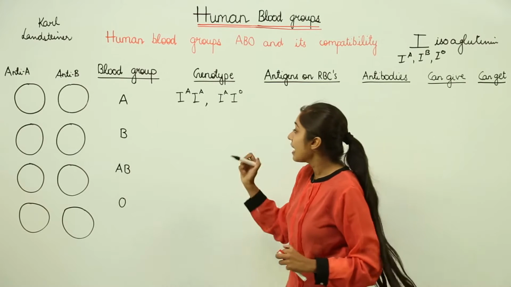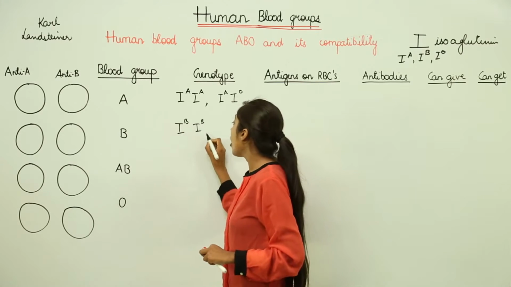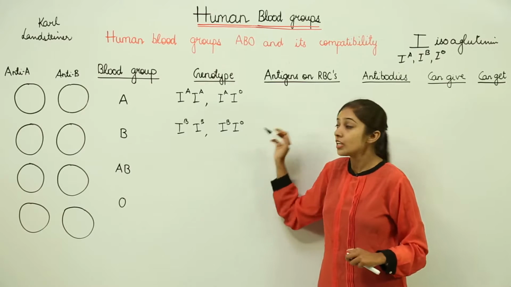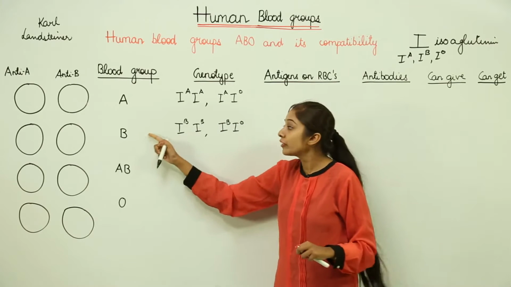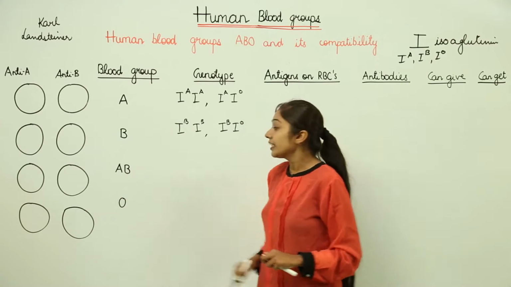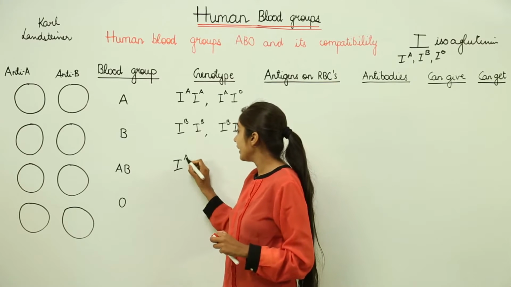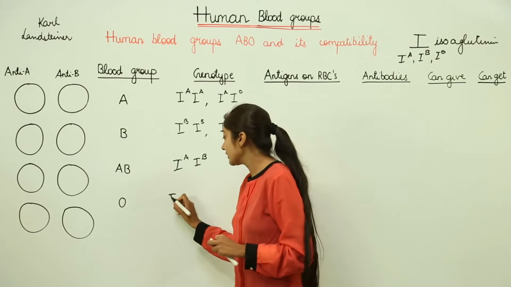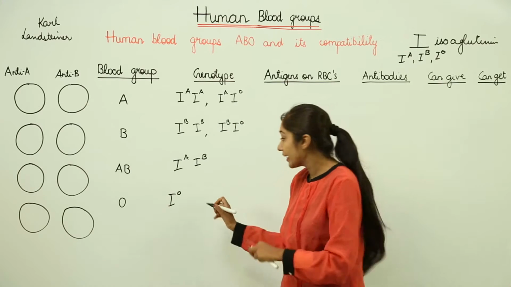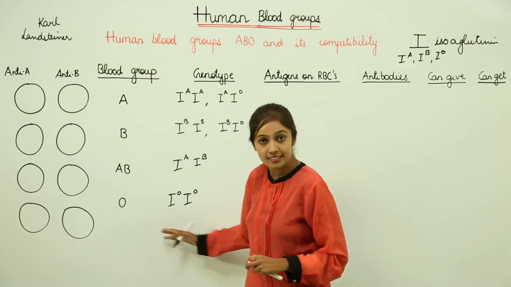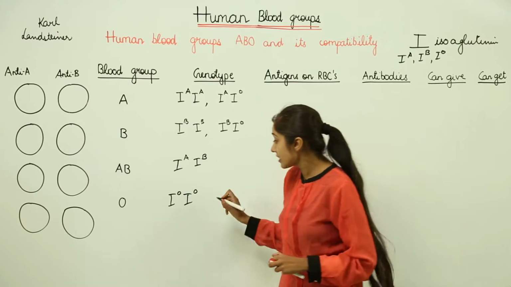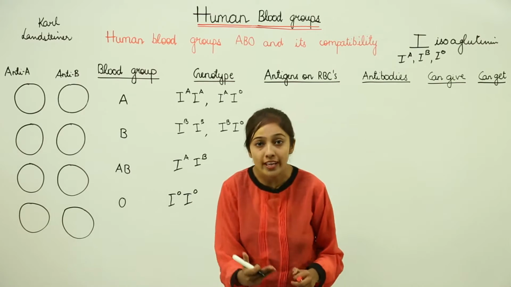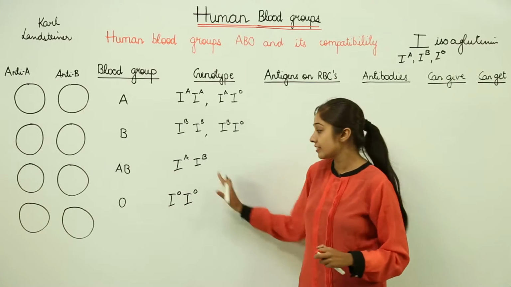Next, for blood group B, the genotype is IB IB, or it can be IB IO. Again IO is the recessive one, so blood group B is going to be expressed. Then for AB, we just have the combination IA IB. For blood group O, the genotype is IO IO, because the recessive allele is expressed only when both alleles are recessive. So for blood group O, we have just this combination.